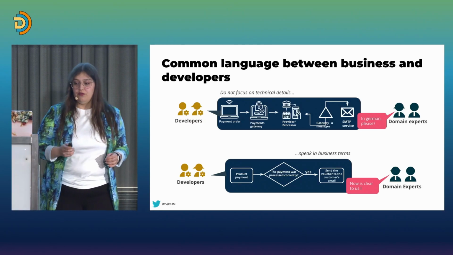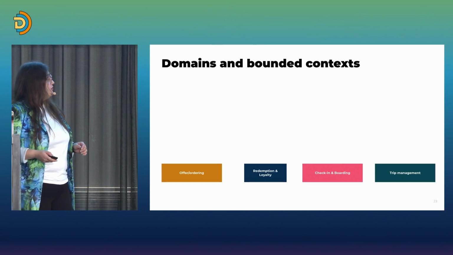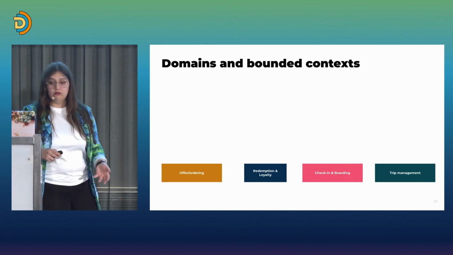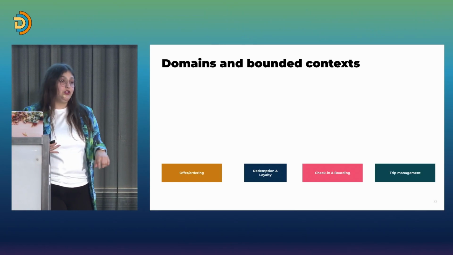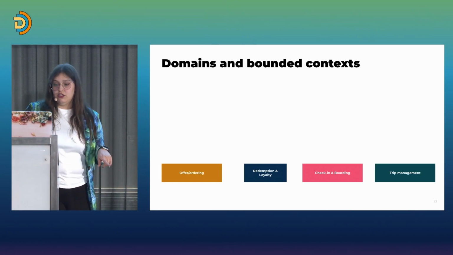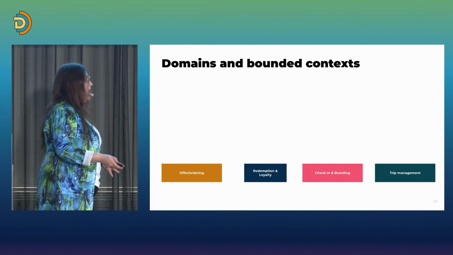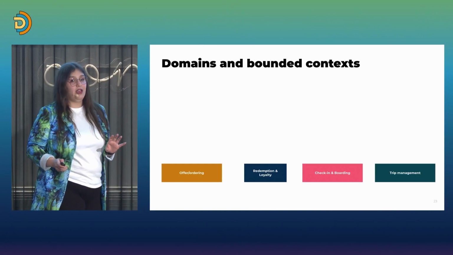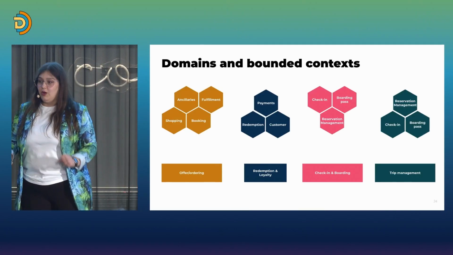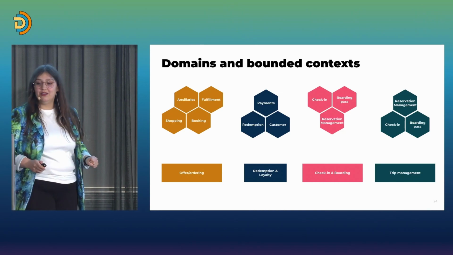After that, we found the fun part: some domains. We found ordering, redemption and loyalty, check-in and boarding, and trip management. Wow, we found the domains. Okay, hard part now. Let's make it a bounded context. Okay, this is taking form. Okay, we can do this.